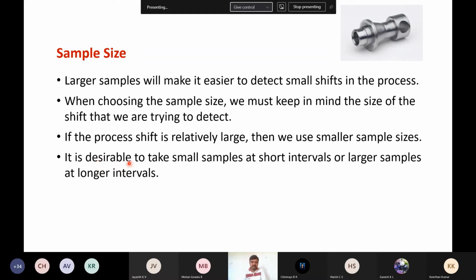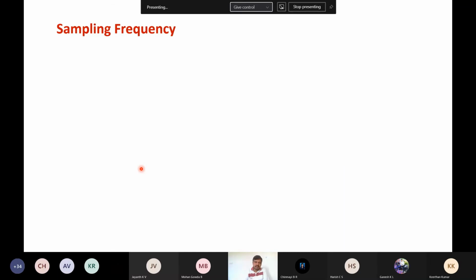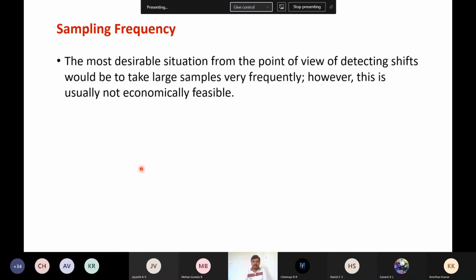Suppose a manufacturing company is operating for an 8-hour shift, and the machines are continuously working for 8 hours. When will you take the samples? Whether at the beginning of the shift, at the end of the shift, or after 1 hour, what is the criteria? That is the frequency, how often you will take samples.